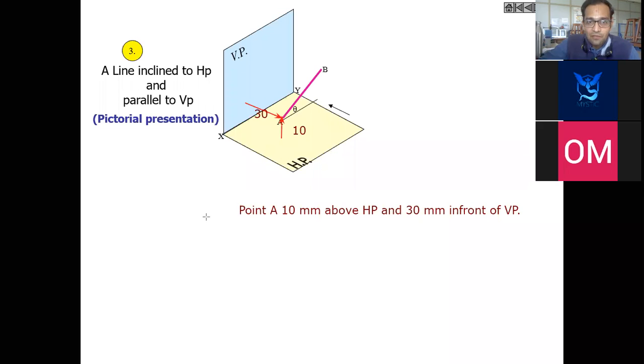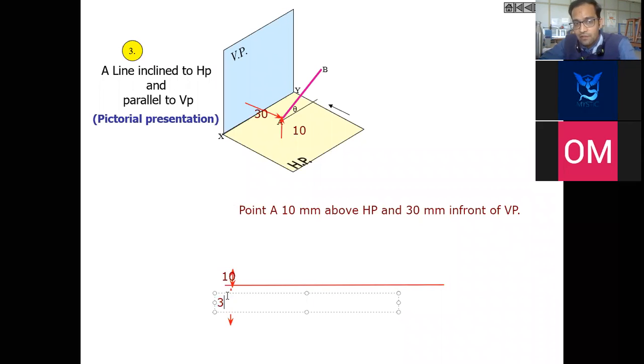So how are we going to draft this problem? We are going to have a straight line which is the reference XY. On that reference XY, we are going to place point A's position, which is 10 mm above HP and 30 mm in front of VP. So this is going to be 10. I'm showing you how the draft can be produced.